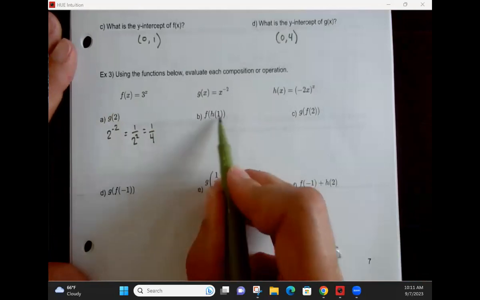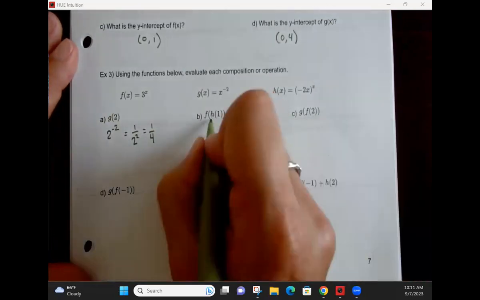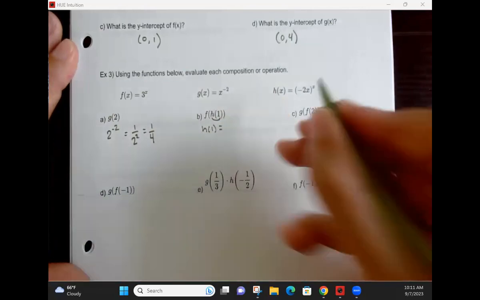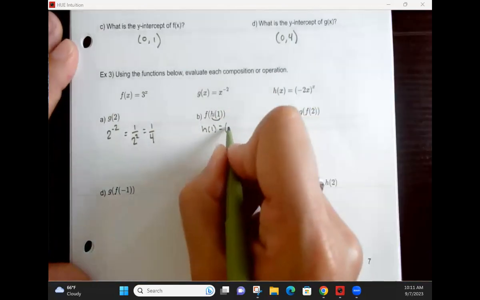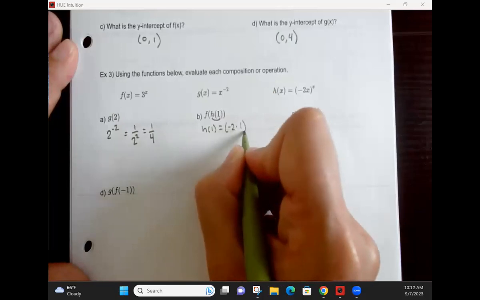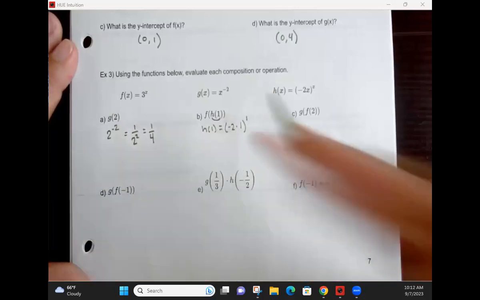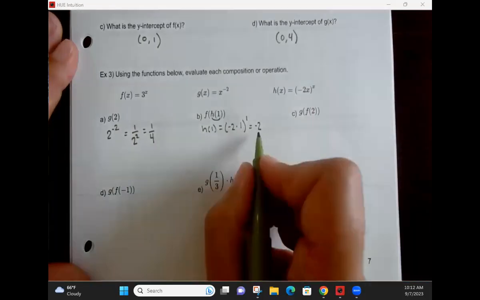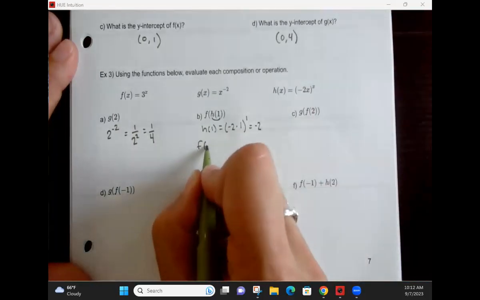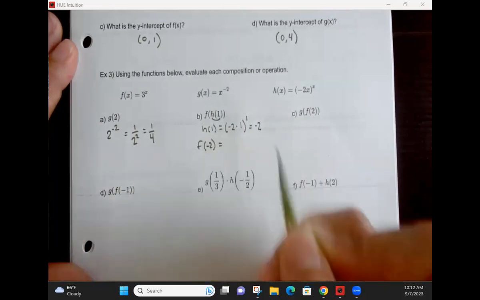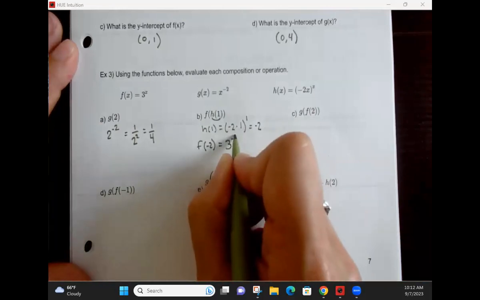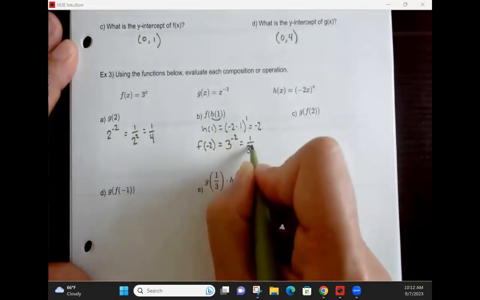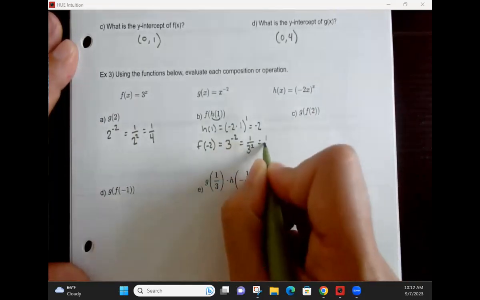For b, we have a composition here. Remember, work from the inside out. So h of 1, we start there. We plug in 1 for x. This would be -2 times 1 to the first. That gives us -2. And then I take this as my input for f. f of -2 means I've got 3 to the -2nd. Take the reciprocal, 1 over 3 squared is 1/9.